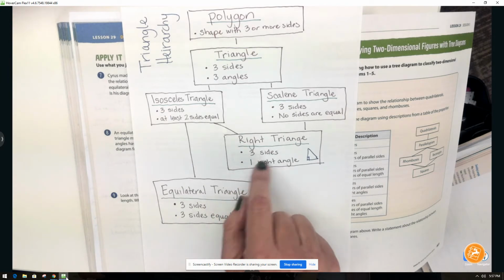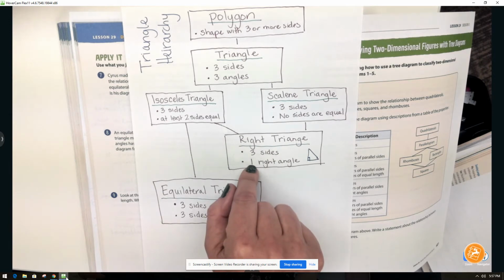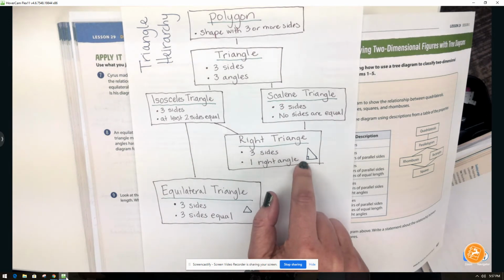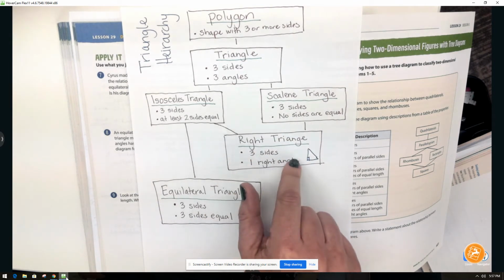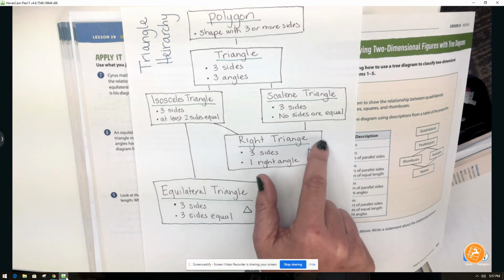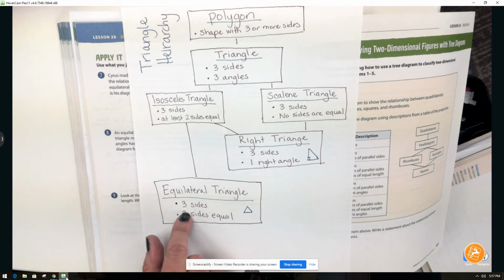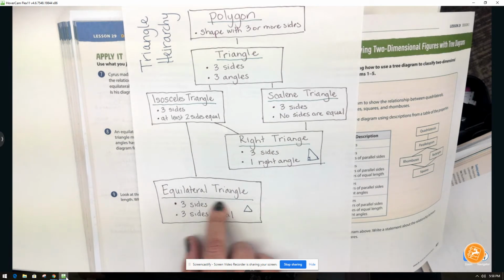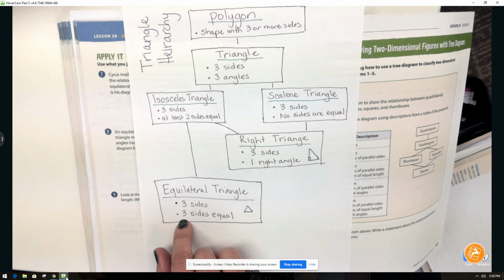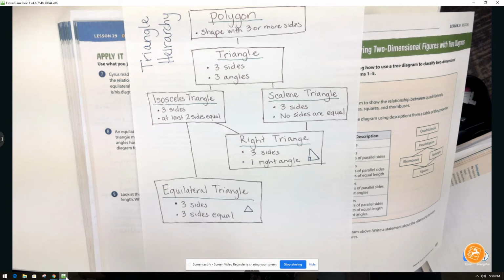A right triangle has 3 sides and it has 1 right angle. It's possible for an isosceles triangle to be a right triangle because it could have 2 equal sides. It's also possible for a right triangle to be scalene because it could have a right angle, but it could have 3 sides that are all different lengths. And then the most specific would be the equilateral triangle, or arguably the right triangle could also be the most specific. But the equilateral triangle has 3 sides and all 3 sides are equal. So all the sides are equal in an equilateral triangle.